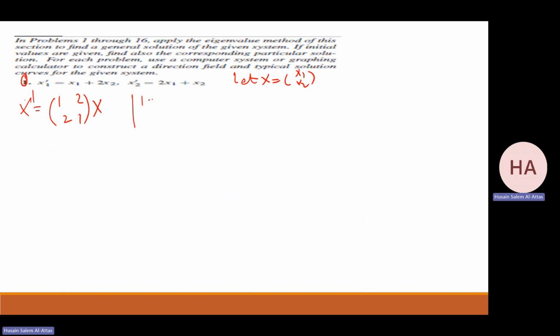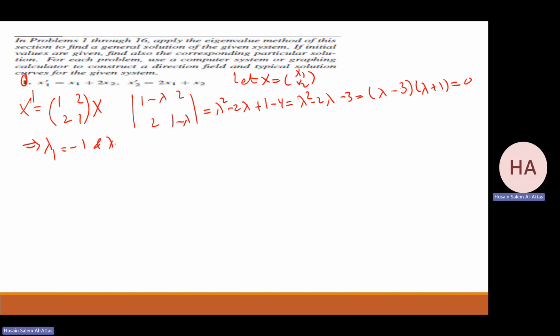Find eigenvalues. That will be lambda square minus lambda minus 2 lambda plus 1 minus 4. That will be lambda square minus 2 lambda minus 3, which is lambda minus 3 times lambda plus 1. So I have lambda 1 equals minus 1 and lambda 2 equals 3.